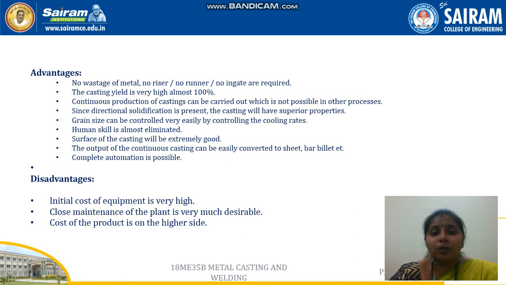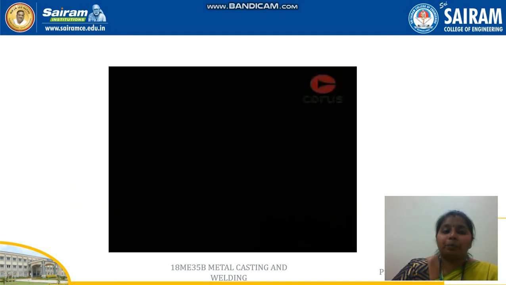Human skill is almost eliminated. Surface of the casting will be extremely good. The output of the continuous casting can easily be converted to sheet, bar, billet, etc. Complete automation is also possible. And the next is disadvantages. Initial cost of the equipment is very high. Close maintenance of the plant is very much desirable and the cost of the product is on the higher side.